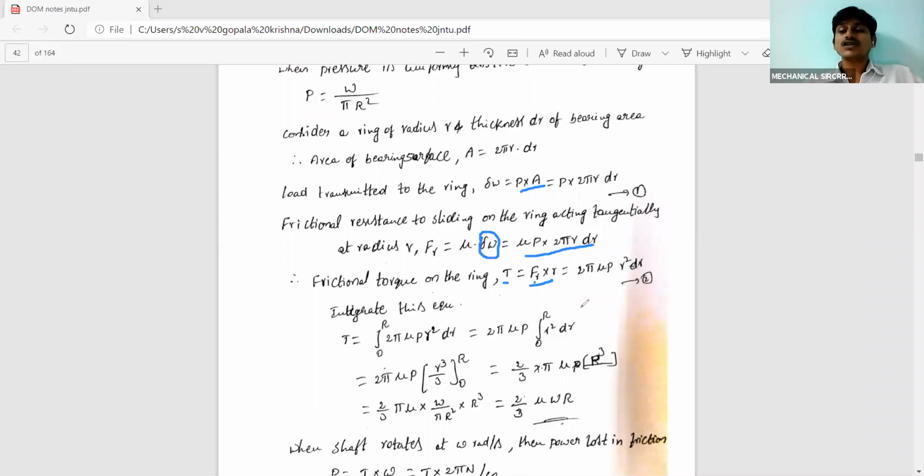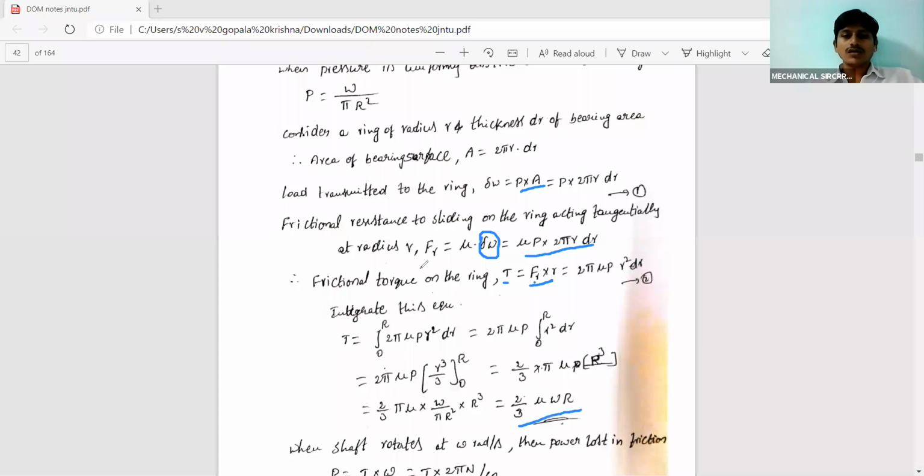This is the frictional torque on the ring, but we want the frictional torque on the bearing. So we integrate equation 2 with the limits 0 to R. When we integrate, we get 2/3 mu W R. That is our frictional torque on the bearing.